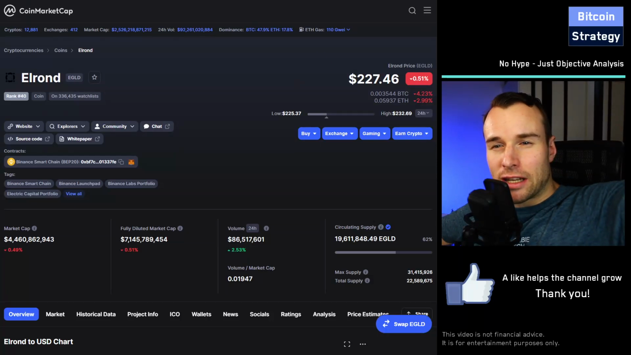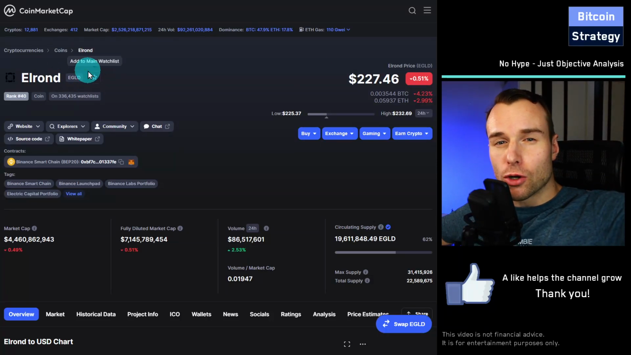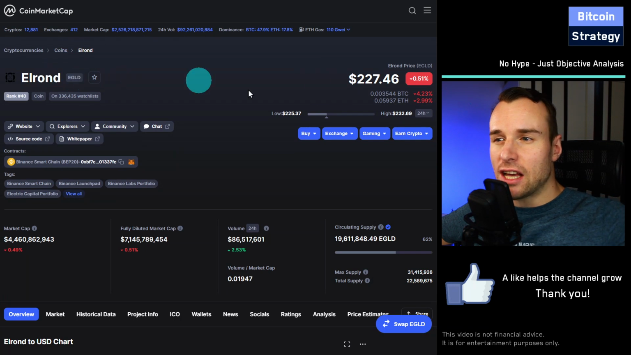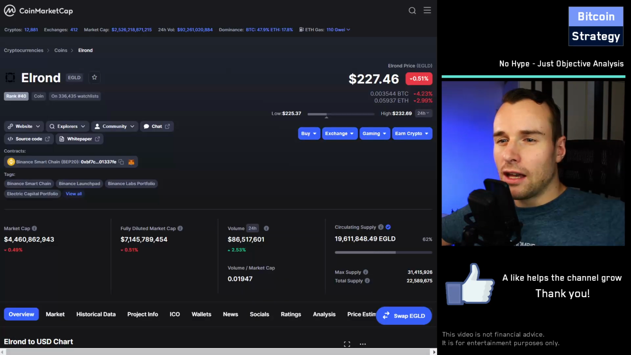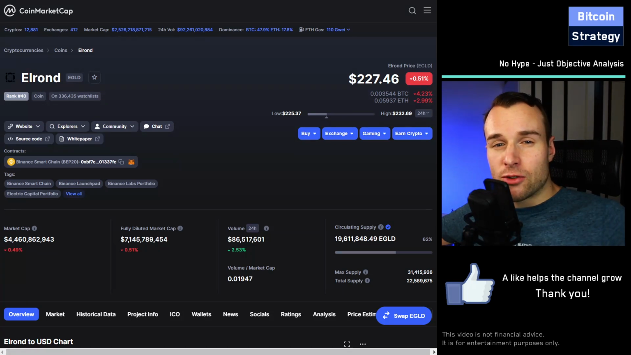Hi, let's have a look at Elrond with the EGLD token, ticker symbol EGLD, currently at $227.46. It's the 40th largest cryptocurrency, currently with a market cap of $4.5 billion, and it's got quite a few competitors. There are quite a few projects that try to increase efficiency in the smart contract market.